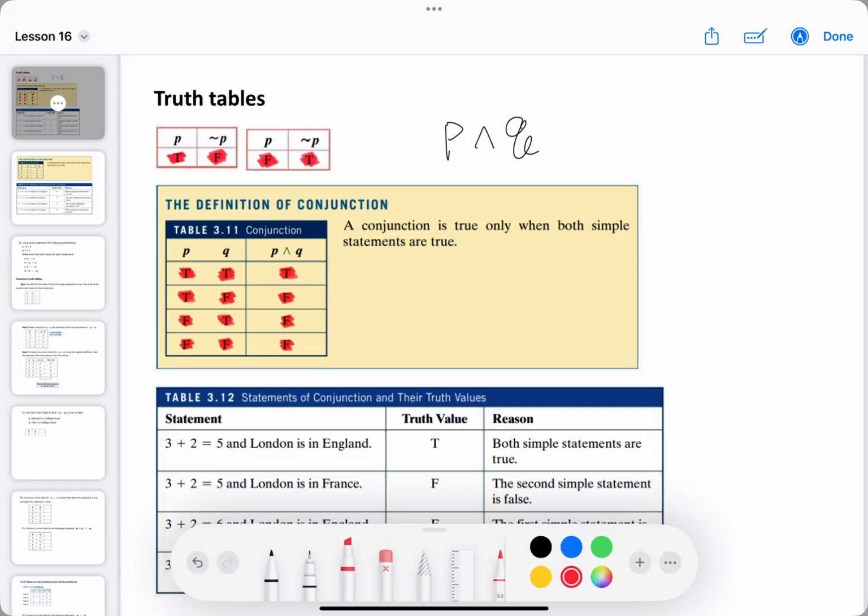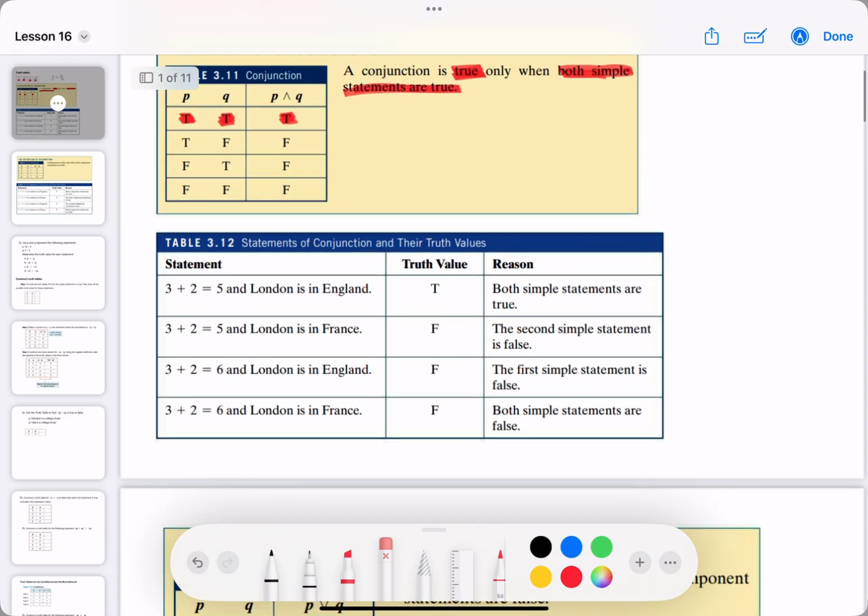From this table, we can draw a conclusion. A conjunction is true only when both simple statements are true. So which statement do you see is true? The conjunction is true when both of the two statements are true, then the conjunction P and Q is true. Okay, let's see the example.